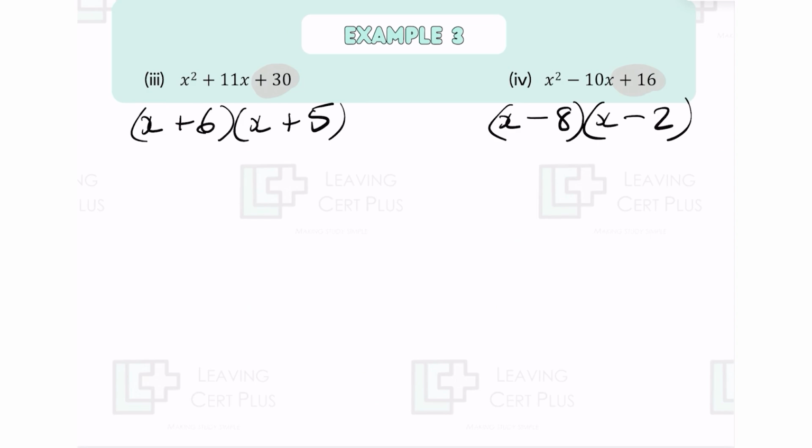Just be aware that factorizing algebra does not come up too often. What comes up more often is using these particular methods in solving an equation.